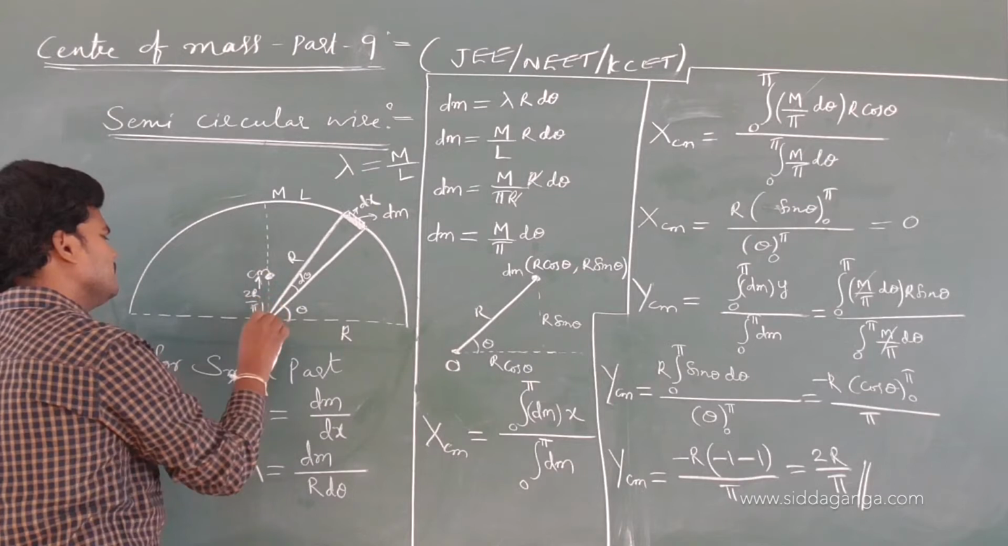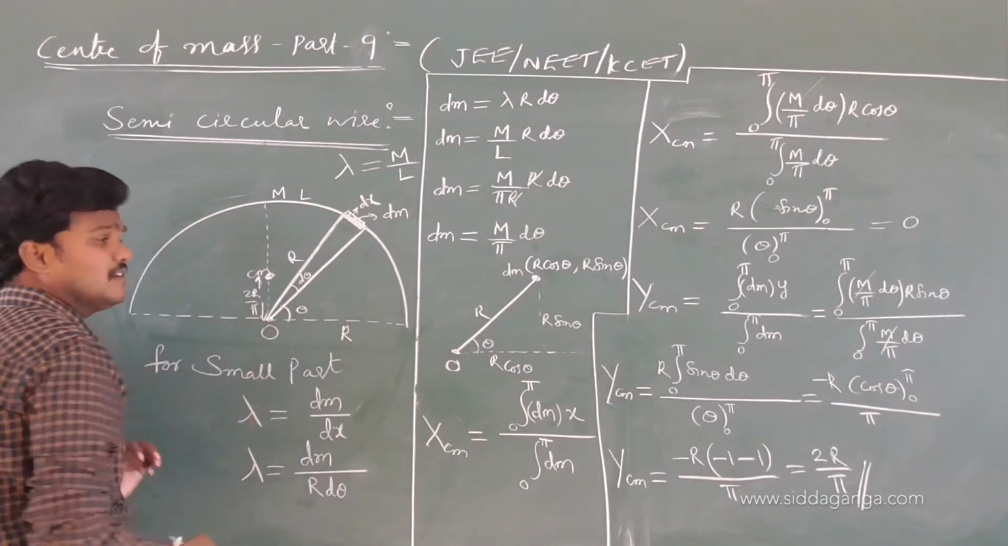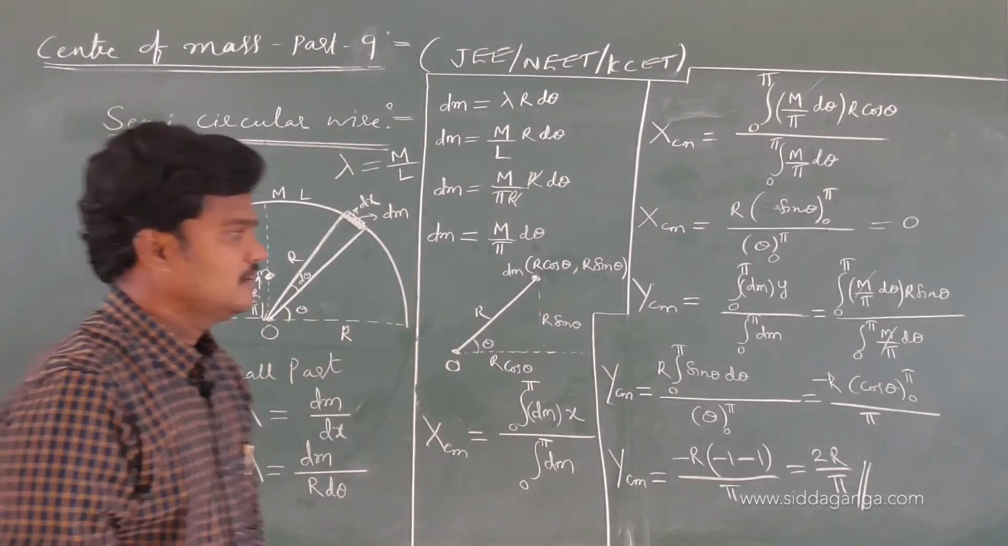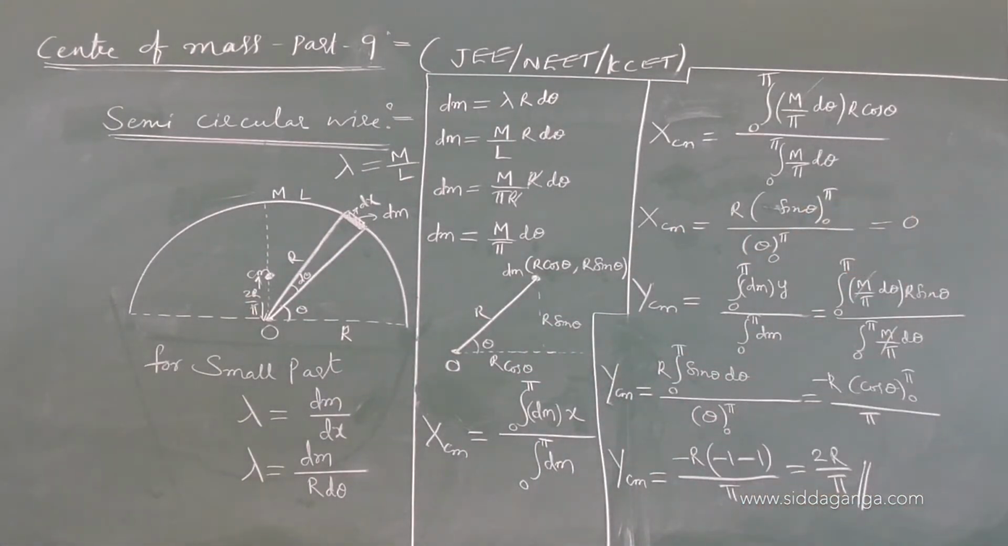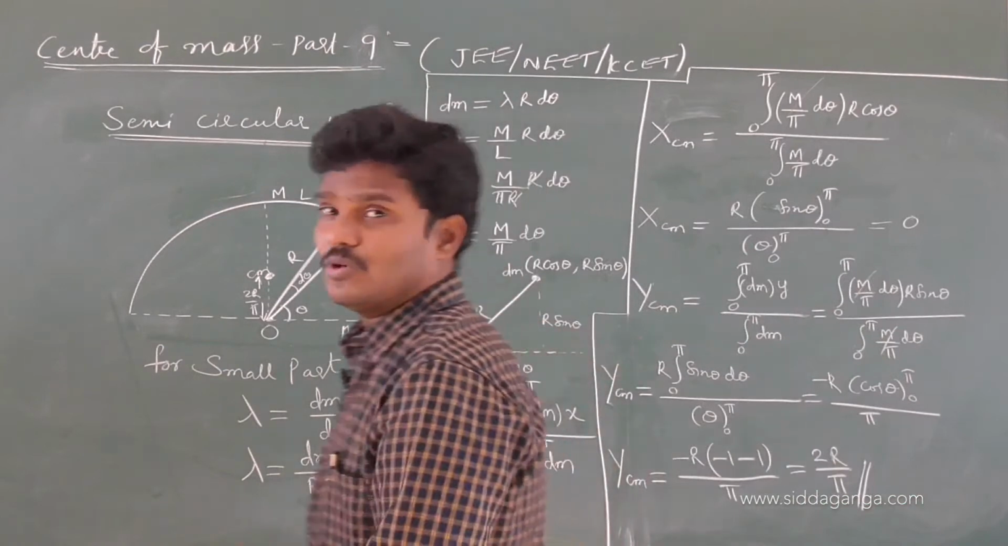Okay, this is the center of mass. For what? For a semicircular wire, keep in mind. So practice the integrations. So y_cm is 2r by pi. Take this.